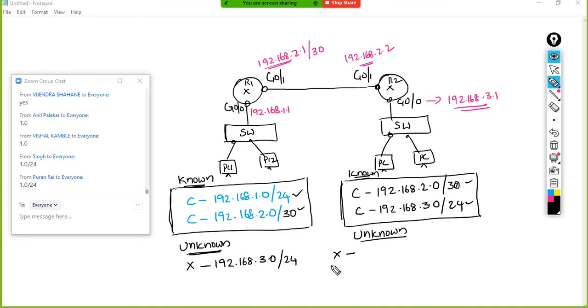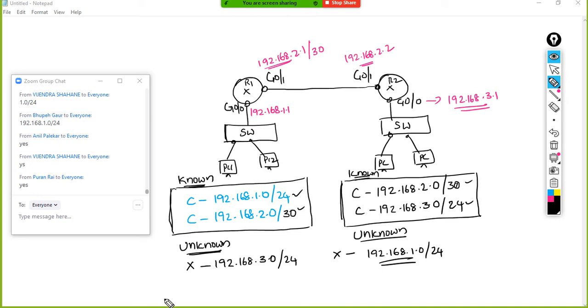As per the router 2 perspective, what is the unknown network? The unknown network is 192.168.1.0. Agree? Is it clear, everybody, guys? Say yes or no. Yep.